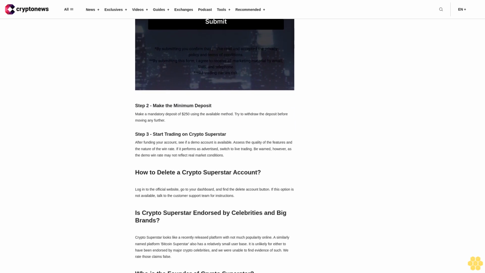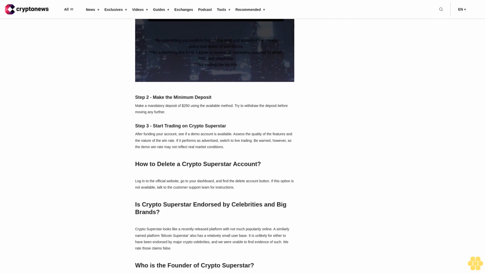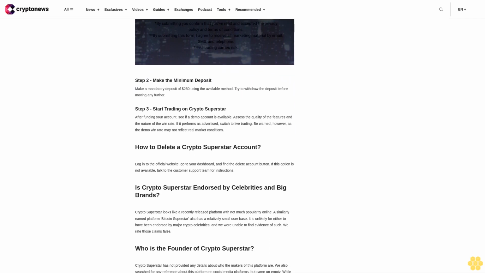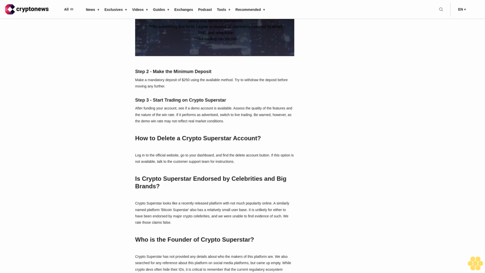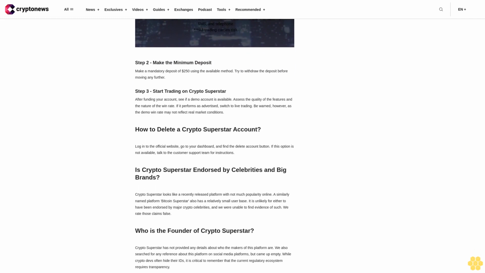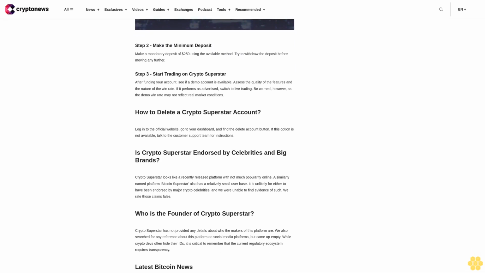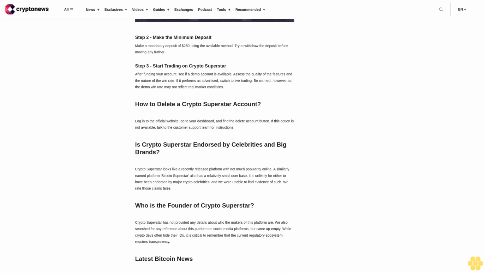How to use Crypto Superstar? Here are the steps to start trading on Crypto Superstar. Step 1. Visit the Crypto Superstar website. Visit the official Crypto Superstar website and start the account creation process. Enter your name, phone number, and email. Only provide your email ID if you wish to talk to the support team via email.